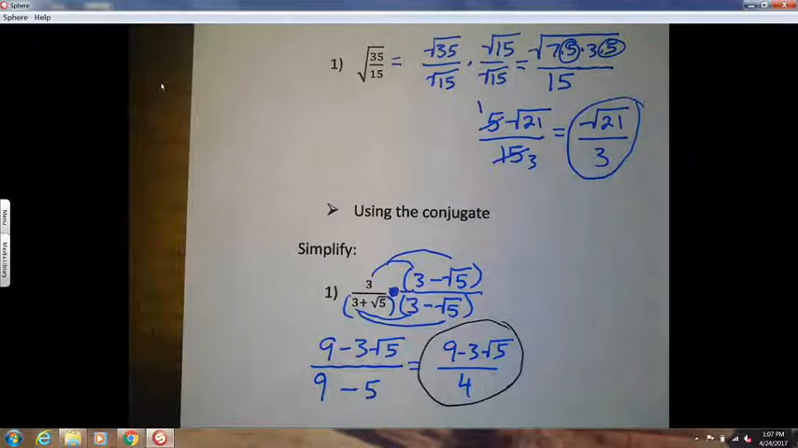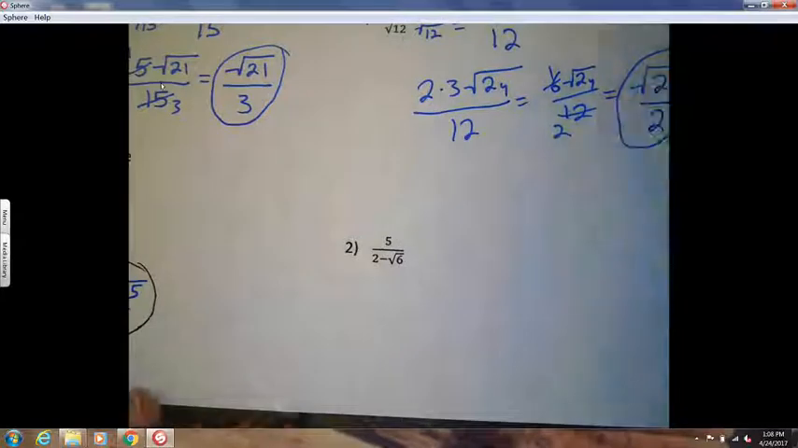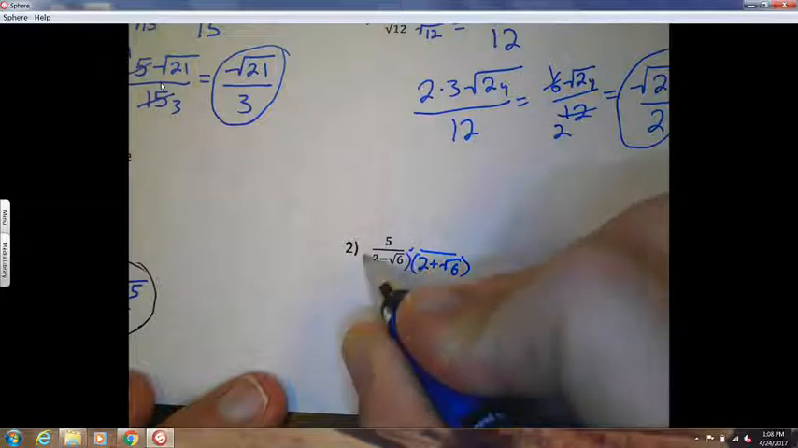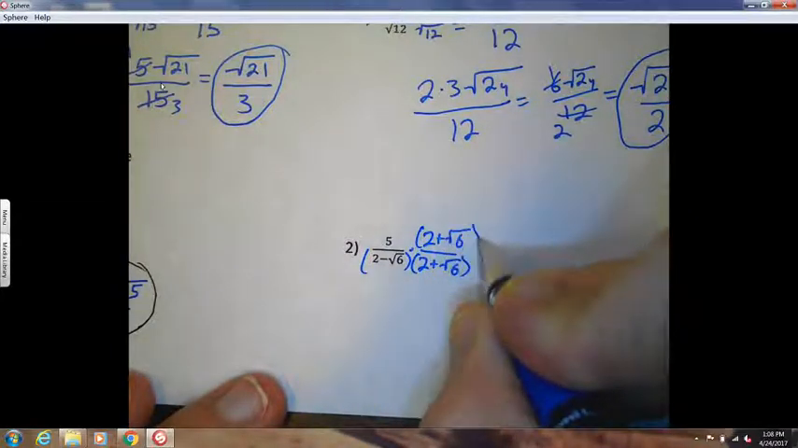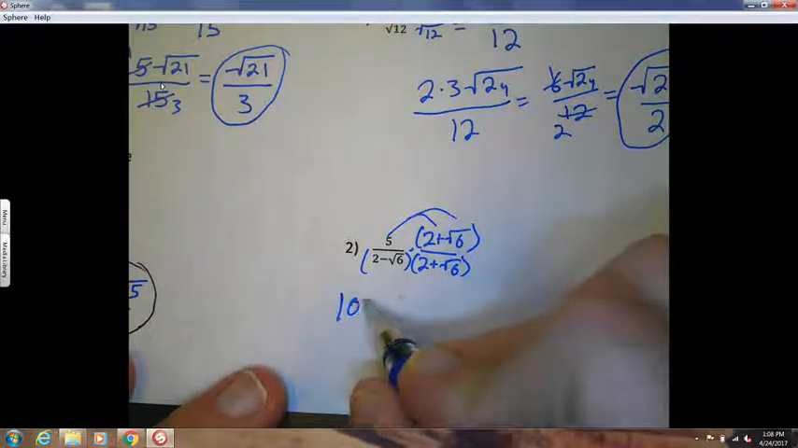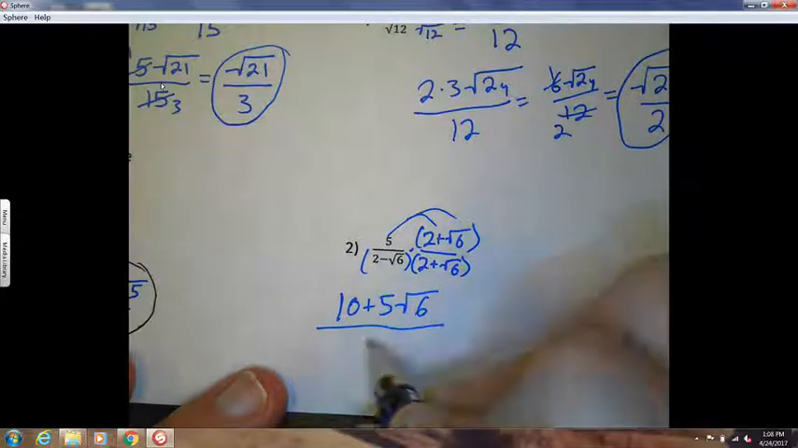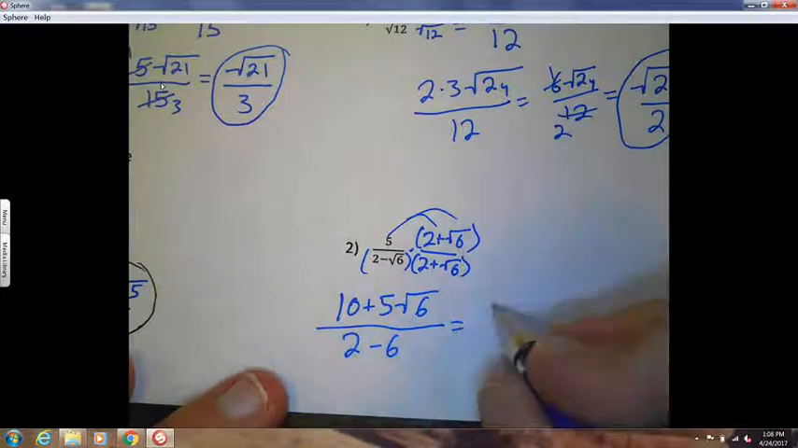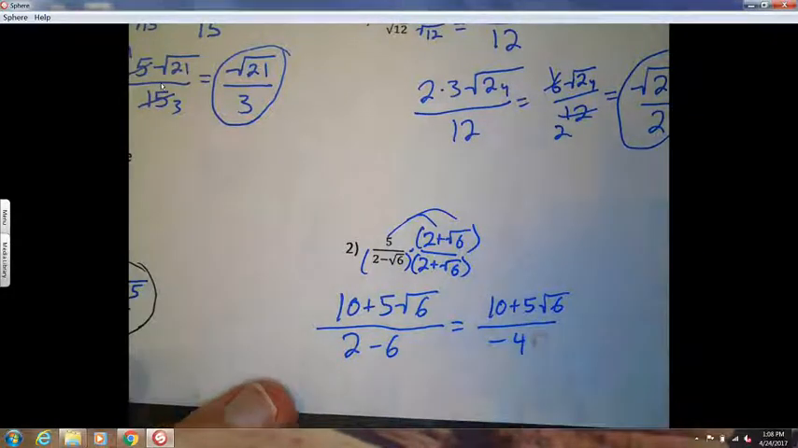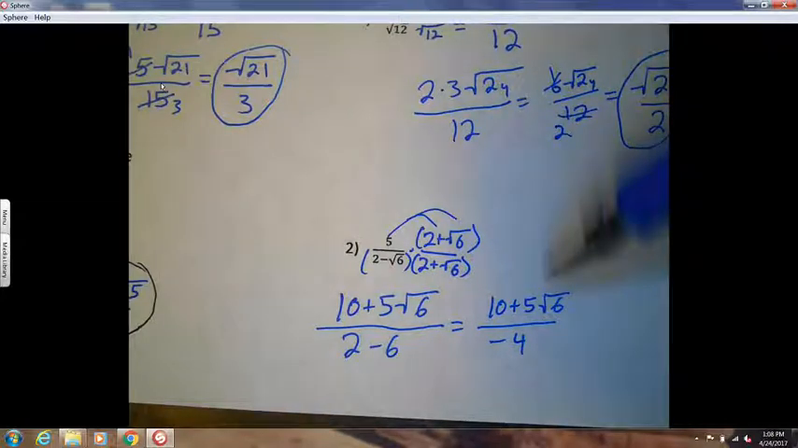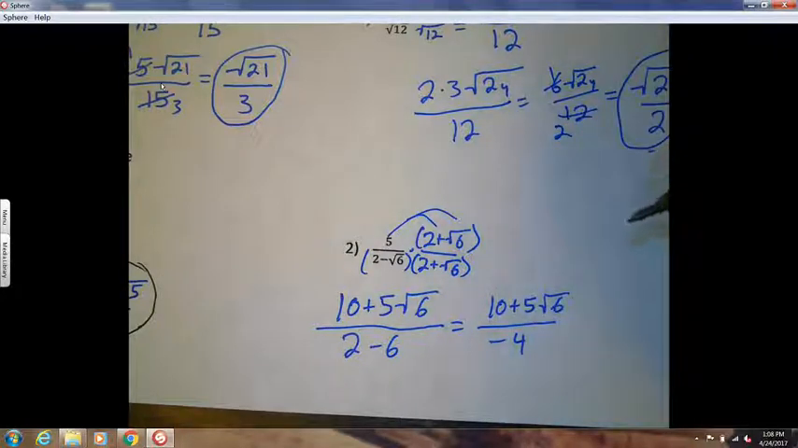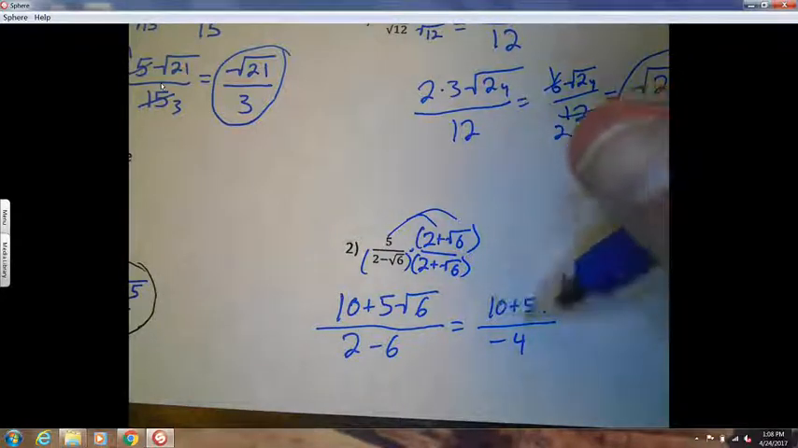And then the last one, so I want to multiply it by 1. 2 plus radical 6 over 2 plus radical 6. So 10 plus 5 radical 6 over 2 minus 6. And again, can't add these, they're not like terms. This has 5 radical 6, this is a 10. And divided by negative 4. Nothing divides into all three of those numbers. So I'm done.